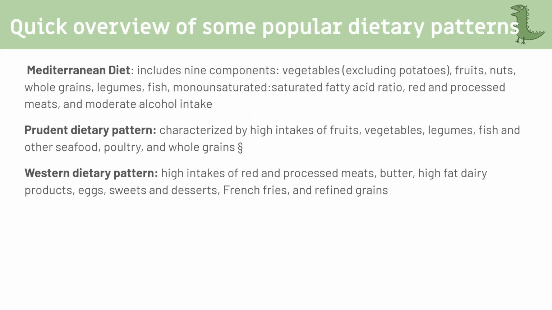Red and processed meats, keep an eye out for that, because processed meat is generally considered bad, which is like the only drawback of the Mediterranean diet. And some alcohol, but they don't necessarily support alcohol.